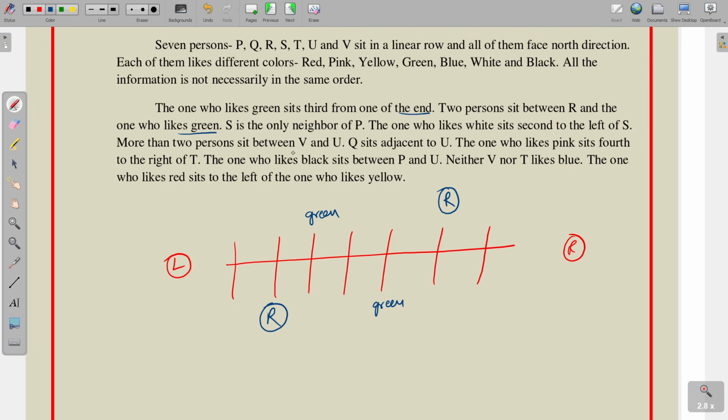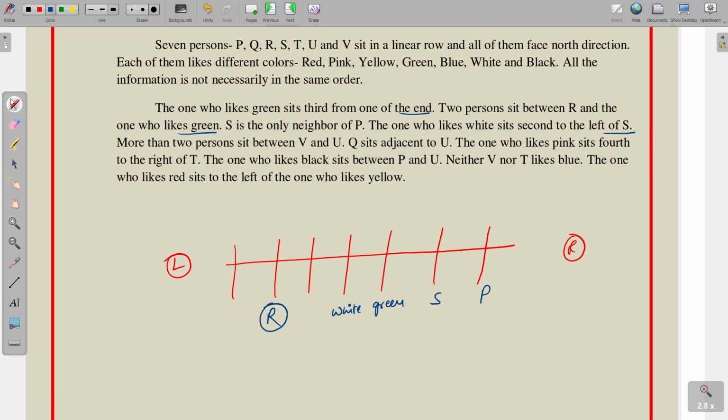And next, S is the only neighbor of P. S is the only neighbor of P in the sense that if P is placed here, S is placed here, and P is one end. And here is one more possibility, that is P and S. The one who likes white sits second to the left of S. So the one who likes white is placed here, second to the left of S. Here we don't have any place to fix white, so this possibility is not correct.